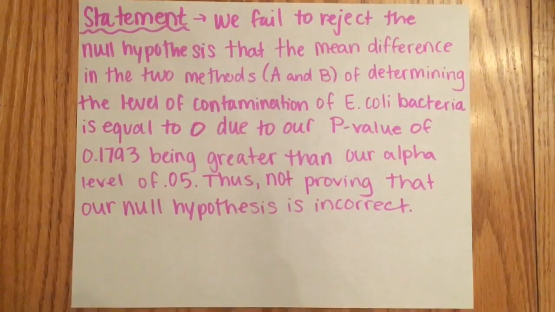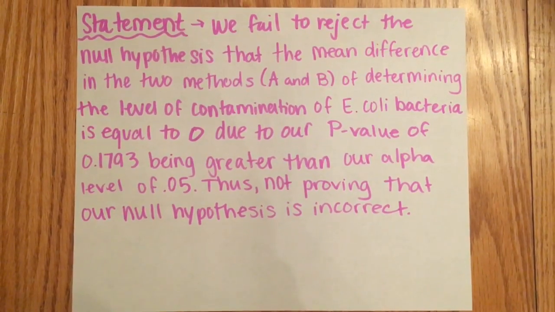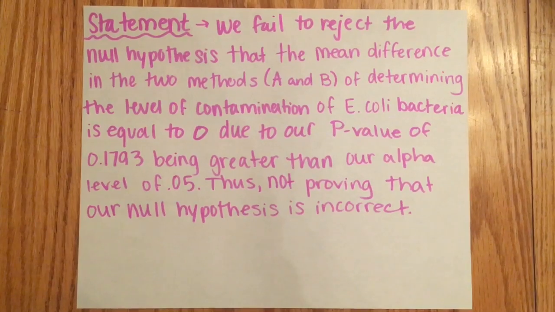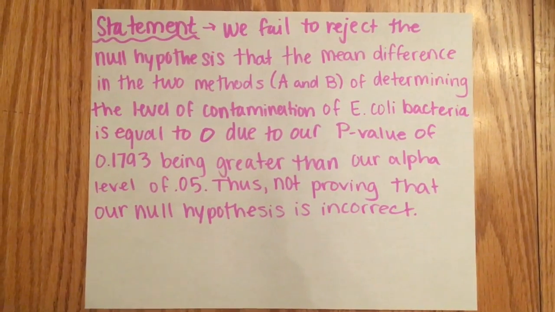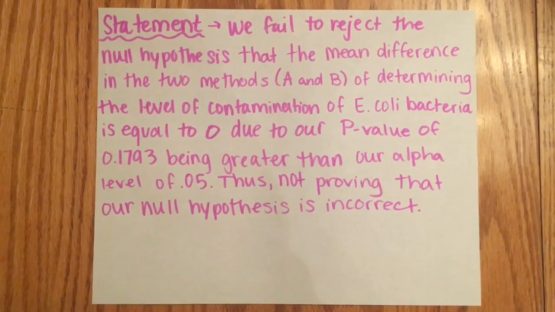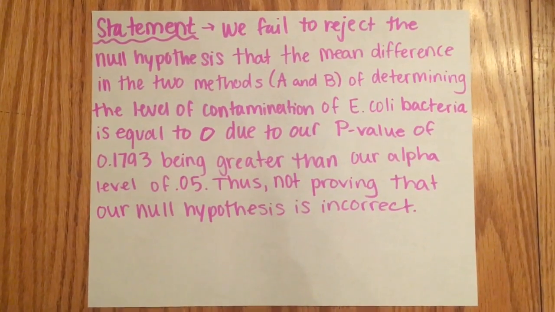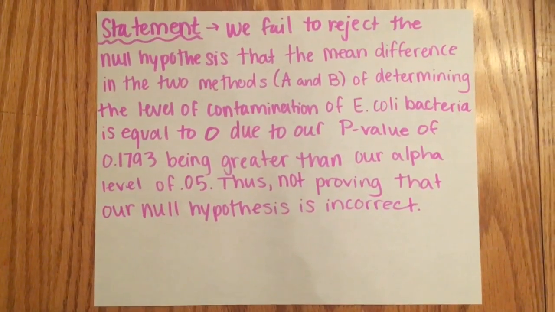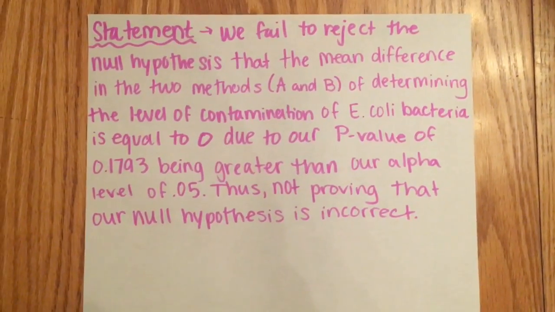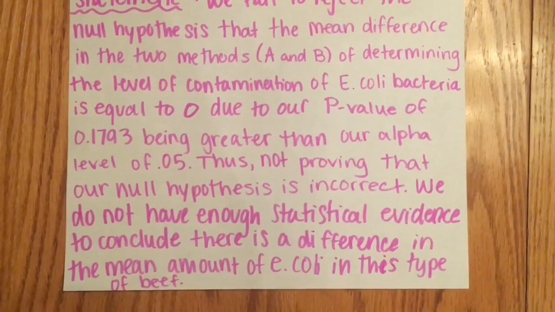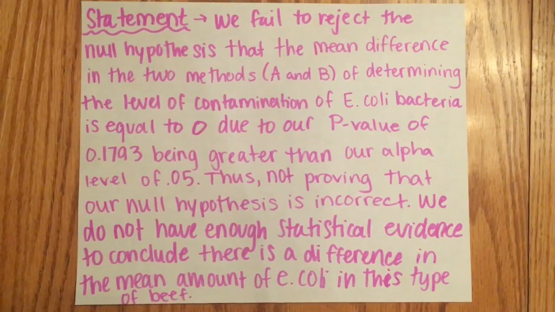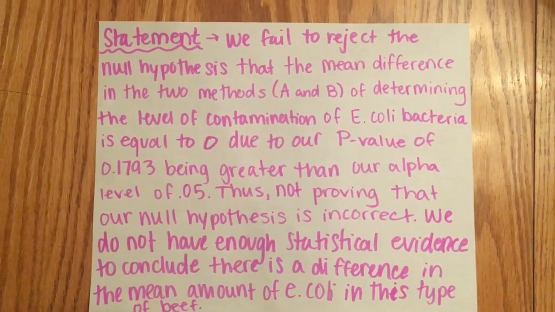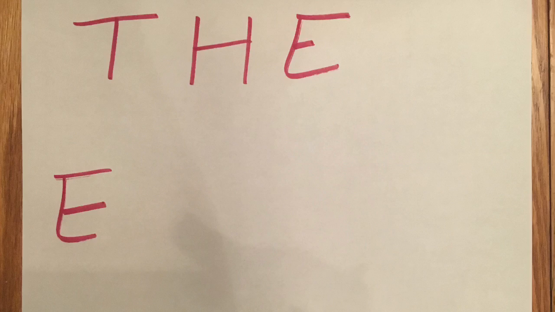So for our statement, we say that we fail to reject the null hypothesis that the mean difference in the two methods A and B of determining the level of contamination of E. coli bacteria is equal to 0 due to our p-value of 0.1793 being greater than our alpha level of 0.05, thus not proving that our null hypothesis is incorrect. We also do not have enough statistical evidence to conclude there is a difference in the mean amount of E. coli in this type of beef.